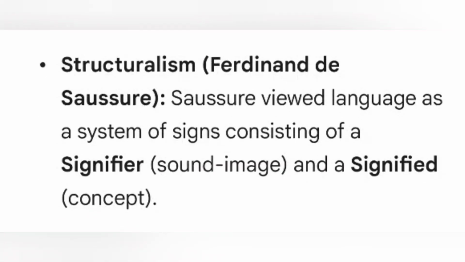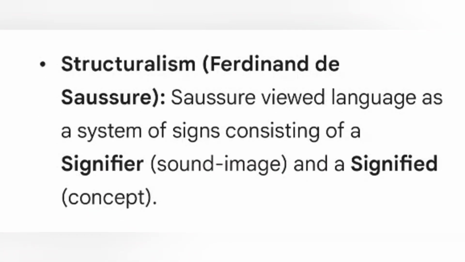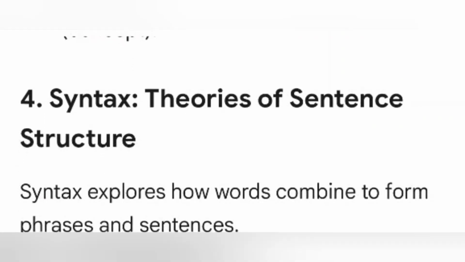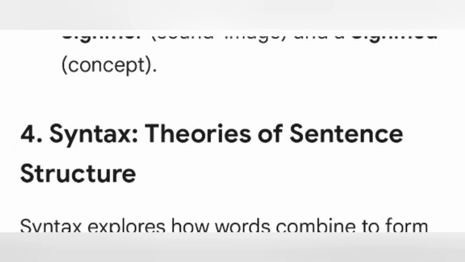Then structuralism. Ferdinand de Saussure. Saussure viewed language as a system of signs consisting of a signifier, the sound image, and a signified, which is the concept. Now, syntax, theories of sentence structure.